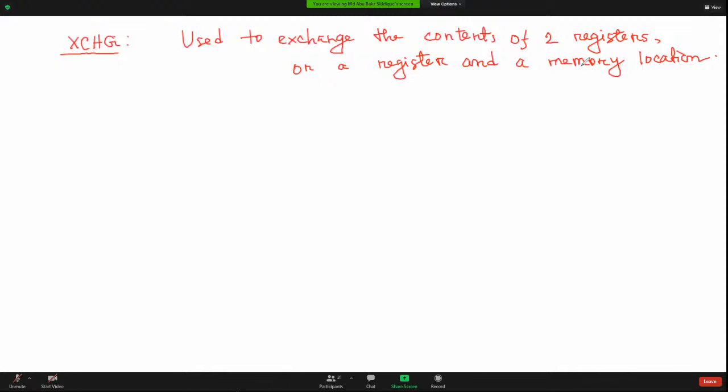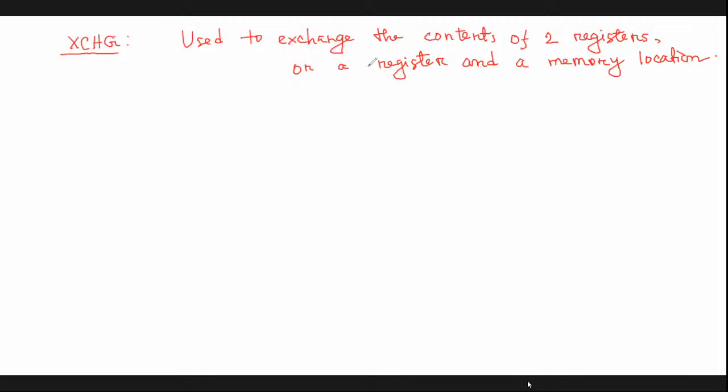So exchange is used to exchange the content of two registers, or a register and a memory location. I mean, suppose you are taking something from your friend, you are giving something to your friend, something like that.